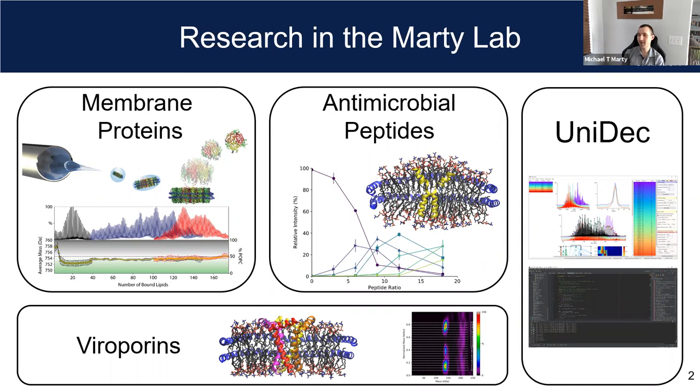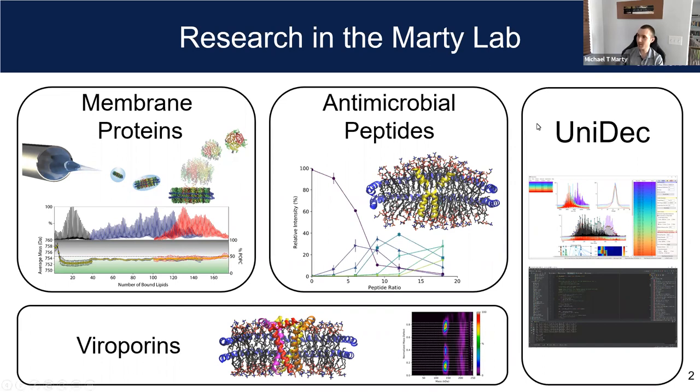And then at the beginning of the pandemic, we started to realize that there are these really interesting membrane proteins in viruses called viroporins. And it turns out that they're kind of a blend of these two different projects, in that they're really small membrane proteins, but they oligomerize within membranes. And so we wanted to understand kind of how that worked and what that process looked like.